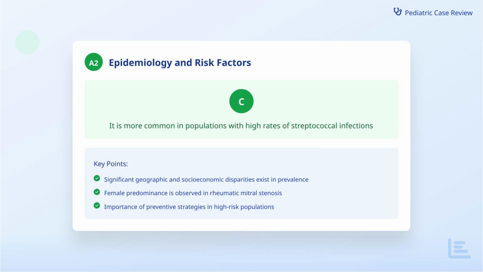Contrary to option A, there is actually a female predominance in rheumatic mitral stenosis. Option B is incorrect as the prevalence is much higher in developing countries. Option D is also incorrect as most cases of rheumatic mitral stenosis present later in childhood, not in the first year of life. This highlights the importance of preventive strategies in high-risk populations.